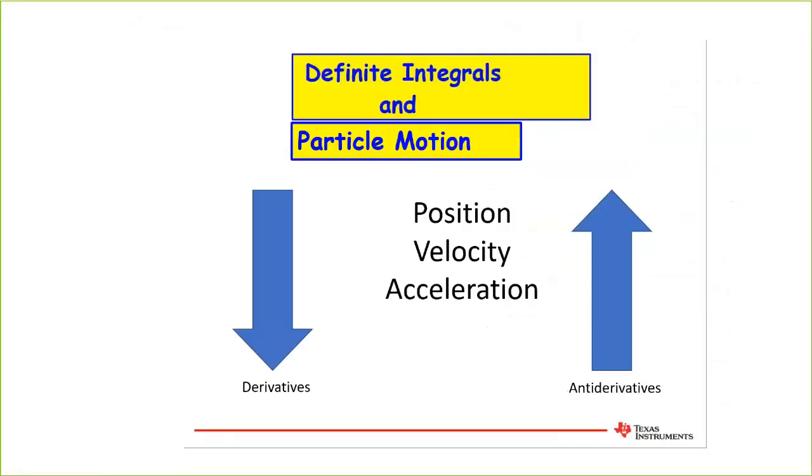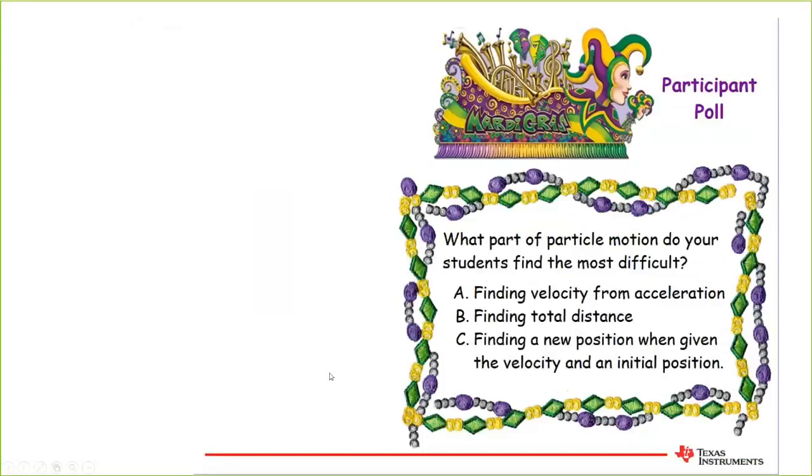So we have another poll. So we got two quick polls here. In this case, which part of particle motion is difficult, and we're talking about more from the direction of working with integrals: finding velocity from acceleration, finding total distance, and that means total distance traveled, and then also finding a new position when the students are given the velocity of a particle and maybe an initial position. So Mike is going to start that poll.